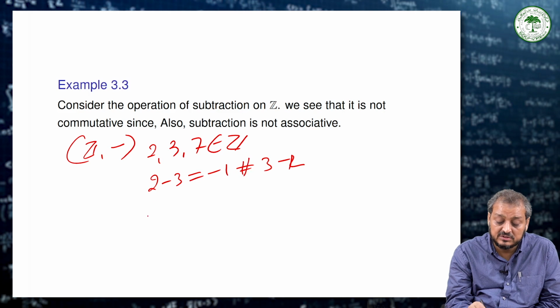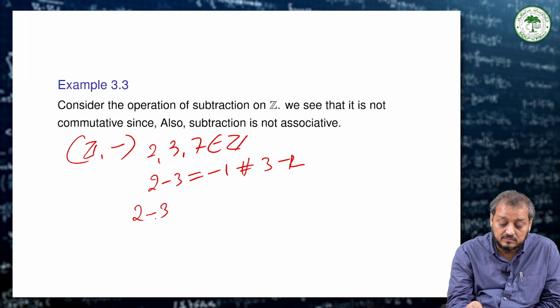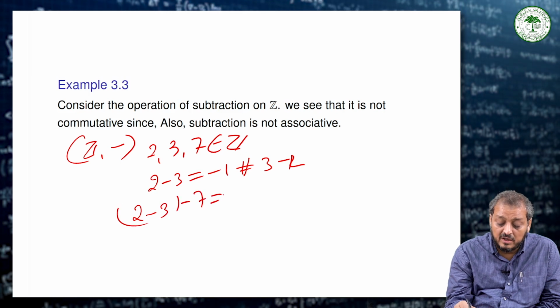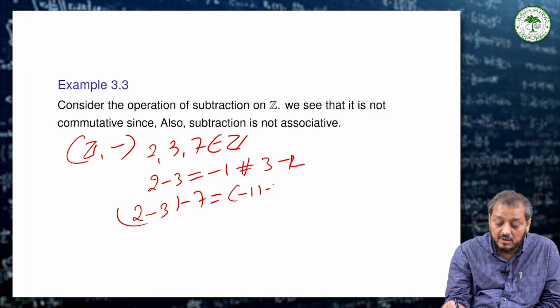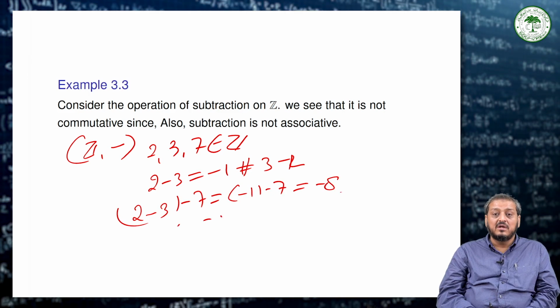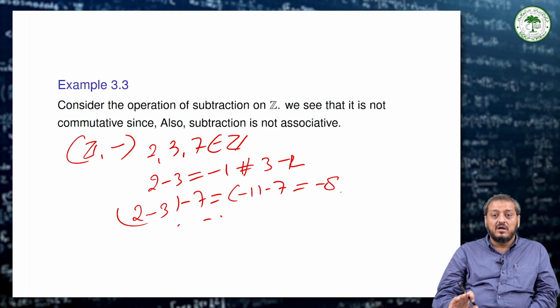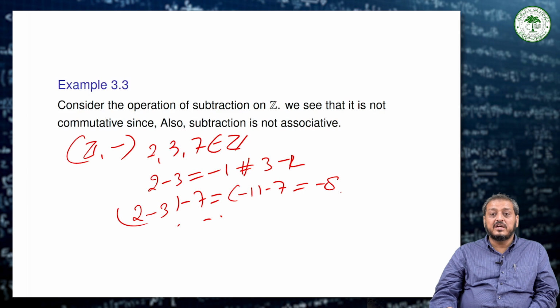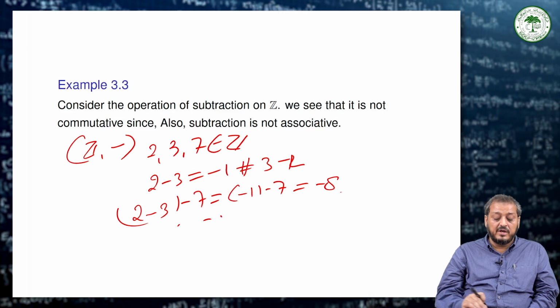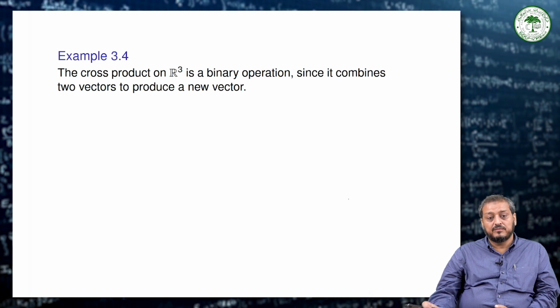Then again we check the associative condition. We have 2 minus 3 minus 7, so this is equal to minus 1 minus 7, which is equal to minus 8. So subtraction on the set of integers is neither associative nor commutative in this case. Suppose we take the cross product as another example.